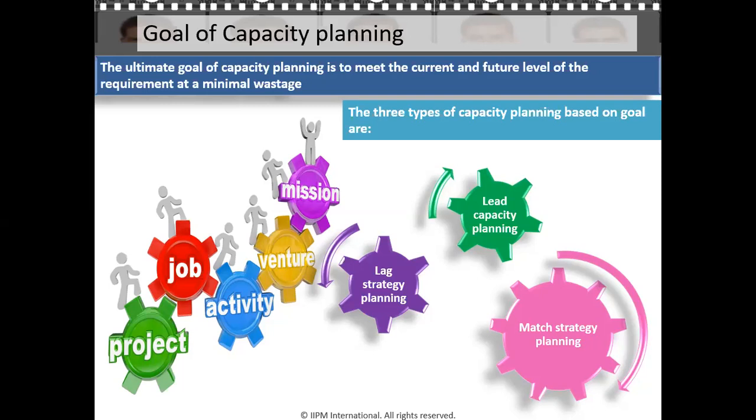So let's take lag strategy planning: a job that's supposed to take 10 people, and you are now hiring 20 people to do it. So the remaining 10 people might not really be that productive. That's the lag strategy planning.